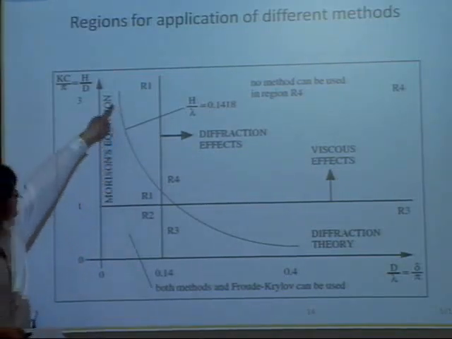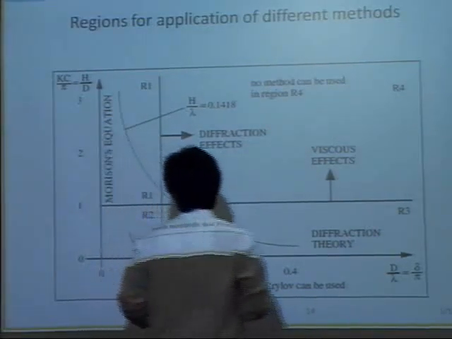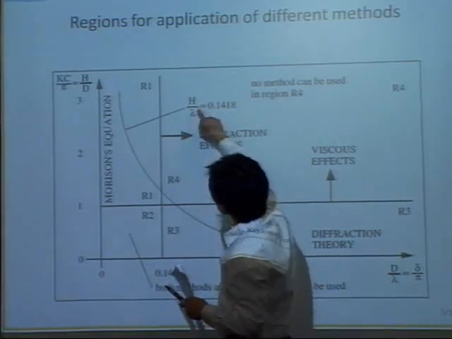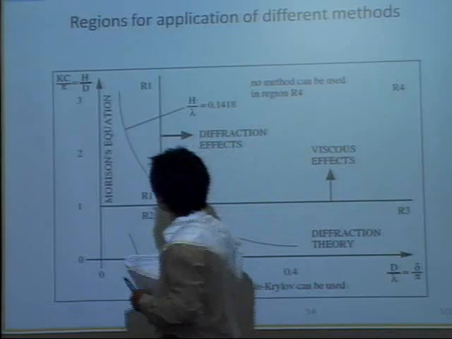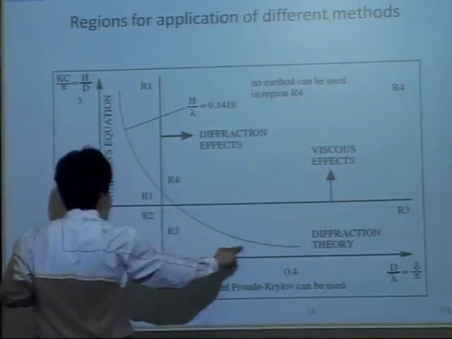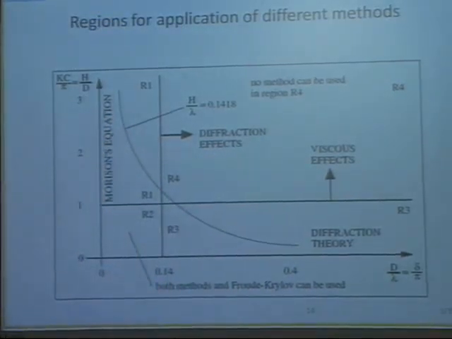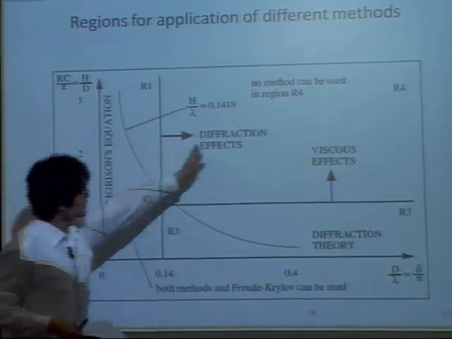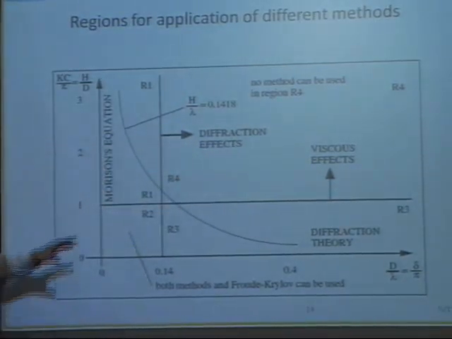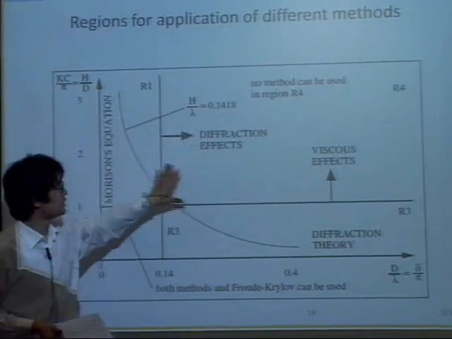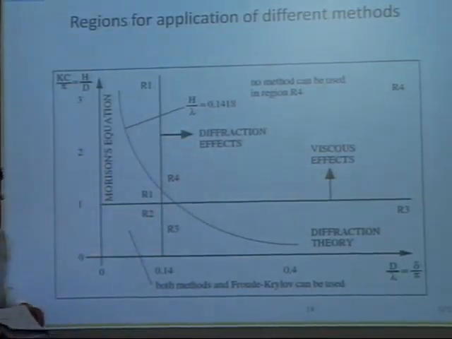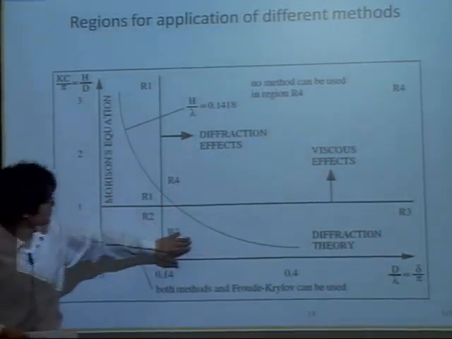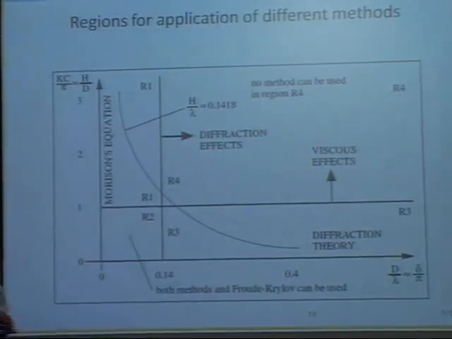However, you see this hyperbola, this curve, means H over lambda equals 0.1418. That's the limitation of linear waves. Beyond this curve, going this way, the wave breaks. So in reality, we do not have much problem in here. So most of the problems are focused in this region.